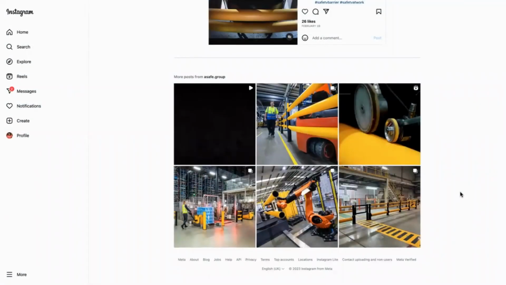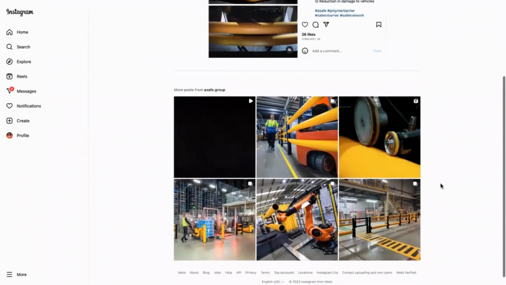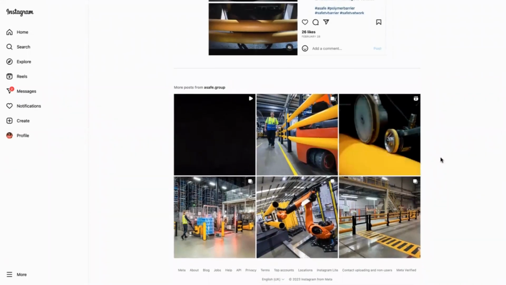Today, we're looking at how to use customer pain points to drive awareness of your product through social media. So one of the biggest things that people struggle with is how to create content that actually works.